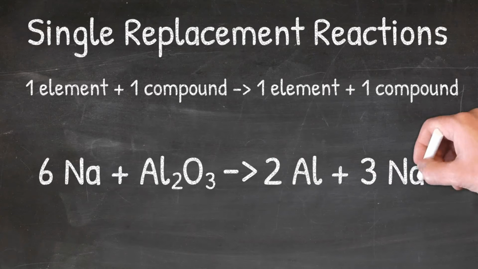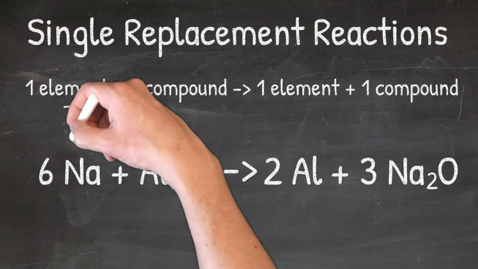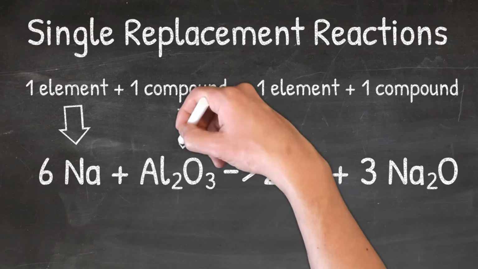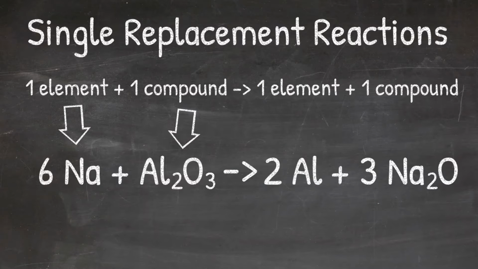In this example, I can see that I'm starting with the element Na and the compound Al2O3. Because I'm starting with one element and one compound, this is an example of a single replacement reaction. Na and Al2O3 are going to react to form Al and Na2O. Don't worry about how that happens. The main thing you need to focus on right now is understanding that you're starting with one element and one compound, and that's what makes this a single replacement reaction.